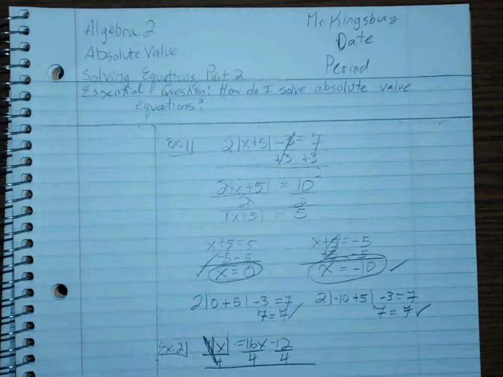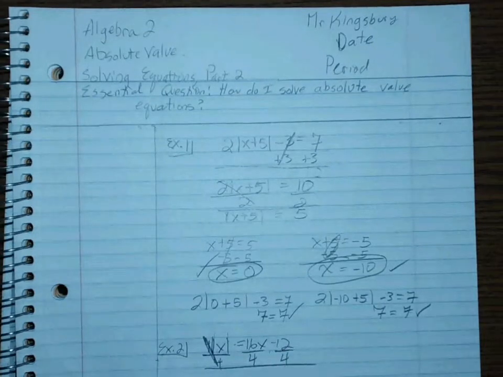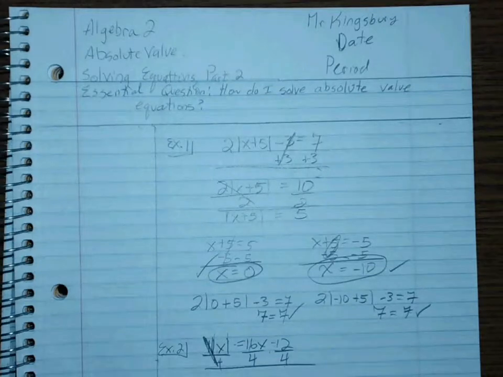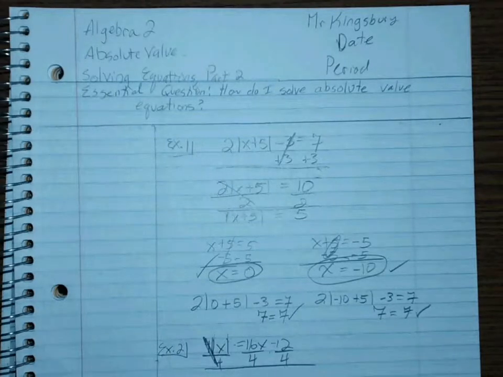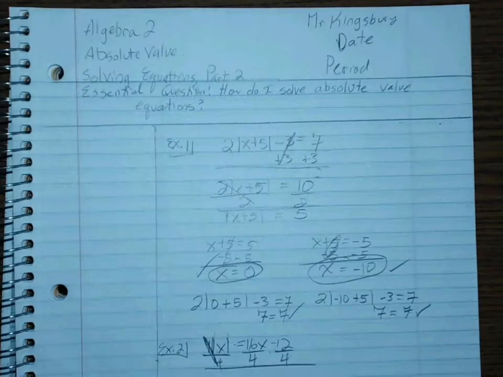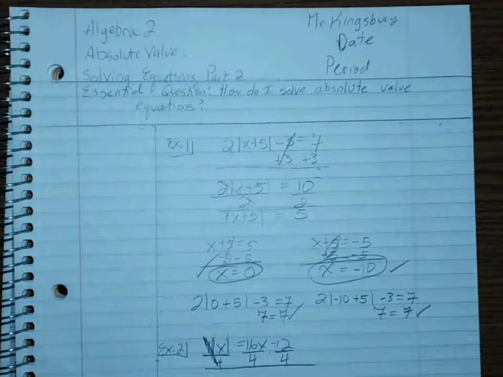And then I can check that. So I'll plug 1 into my original equation, which was 4 times the absolute value of 1, and that should equal 16 times 1 minus 12. So on this side, the absolute value of 1 is 1, and 1 times 4 is 4. On the right side, 16 times 1 is 16, minus 12 is 4. Is 4 equal to 4? It is, which means x equals 1 is the solution.